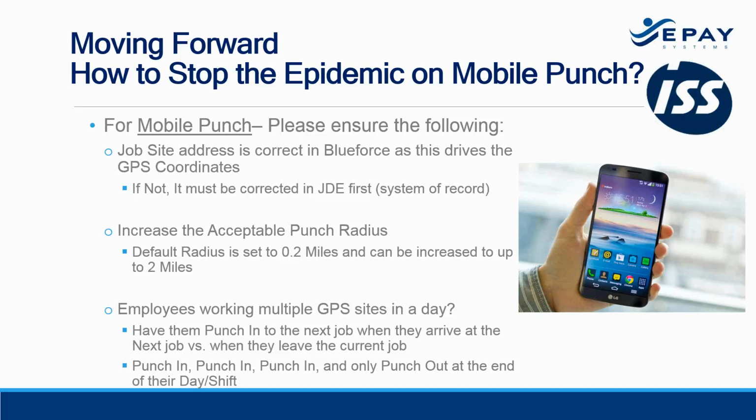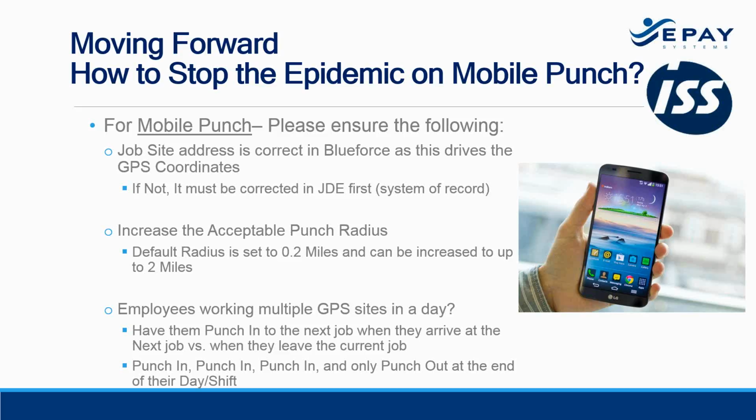chances are they're not going to be seen as being at the job site if our radius is still set at 0.2 miles. So in that case, let's look at increasing those specific jobs to a radius of up to 2 miles as needed. Now 2 miles might be overkill, because you're thinking 2 miles is a long distance, which in most jobs it is, but we can always increase it to 0.2, 0.3, 0.4, even 0.5, just in small increments, to make that radius a little more realistic in some of our sites.